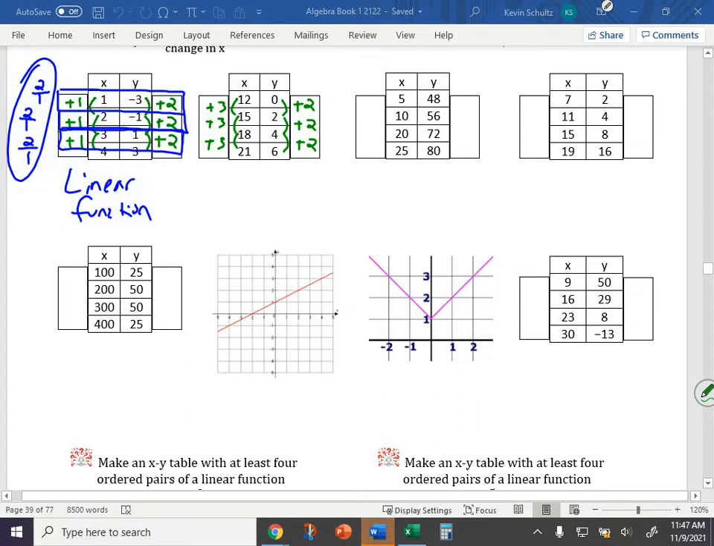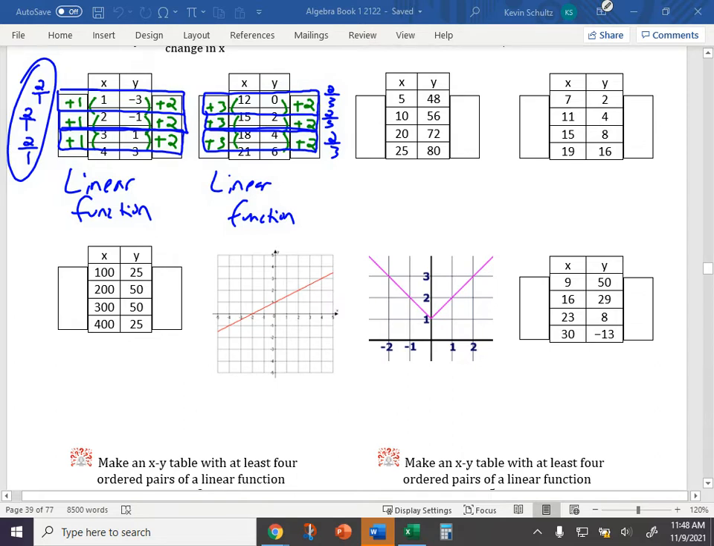Okay? So looking at each of these individually, we got change in y over change in x. That's a slope of 2/3. Here's another 2 over 3. And here's another 2 over 3. Okay? Do we have a linear function? Yes, we do. Okay. Questions so far? Pretty straightforward. Using this table to identify if there's slope by looking for that change in y over change in x.